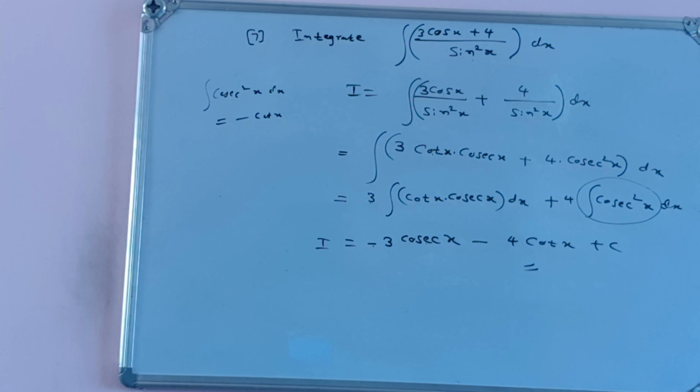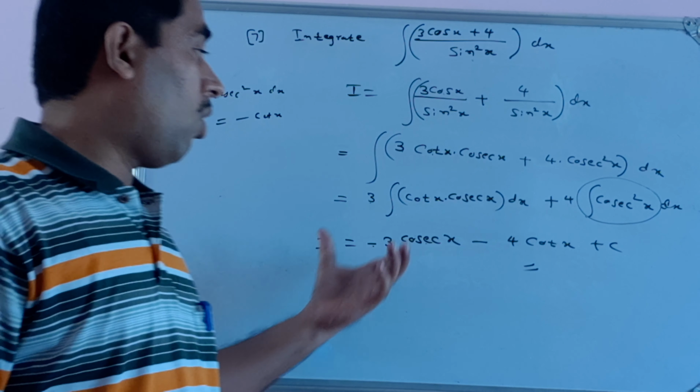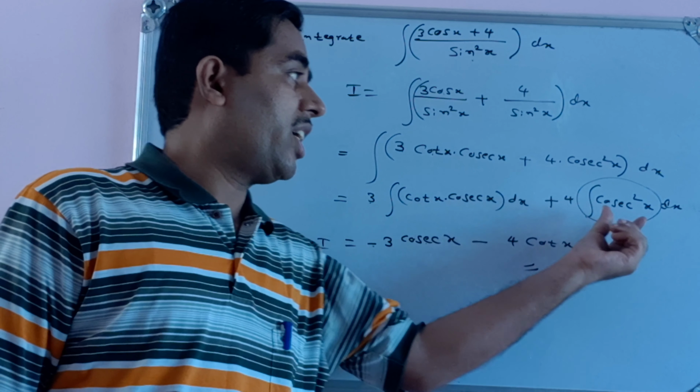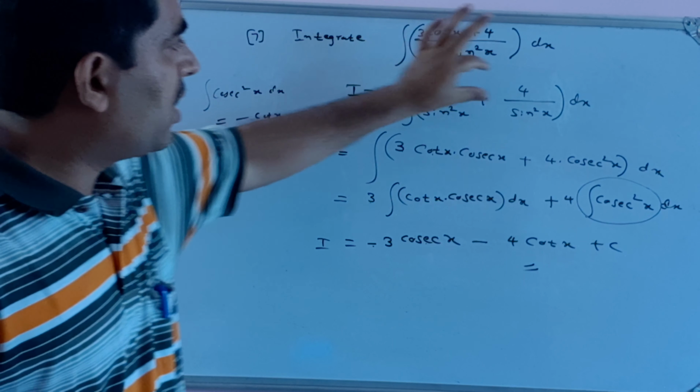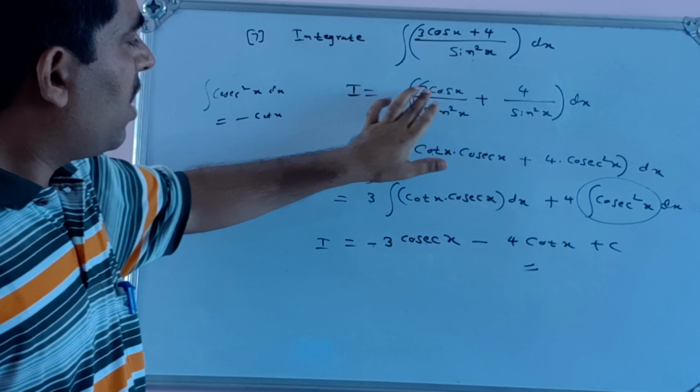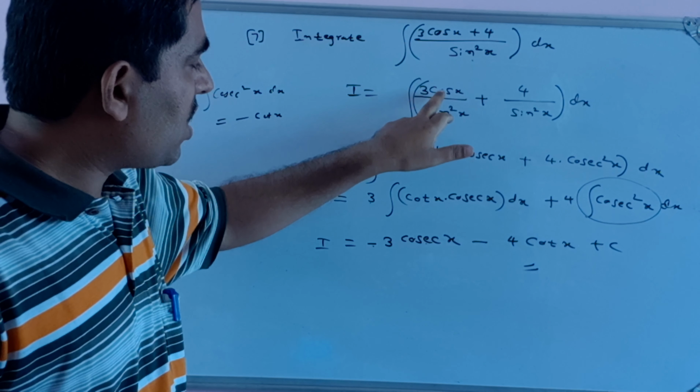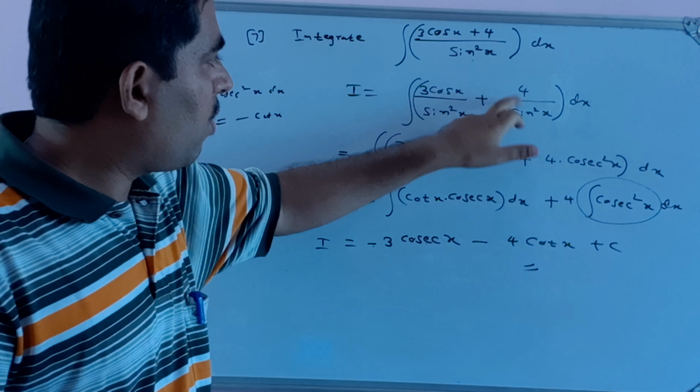I hope you are understanding what I am saying. These are all the results. Yesterday we listed the standard formulas, and I am using all of that. The only thing is I have split the terms: 3 cos x by sin square x plus 4 by sin square x.